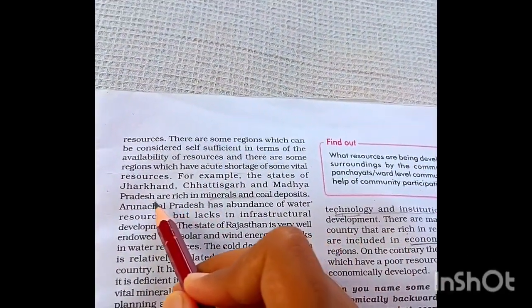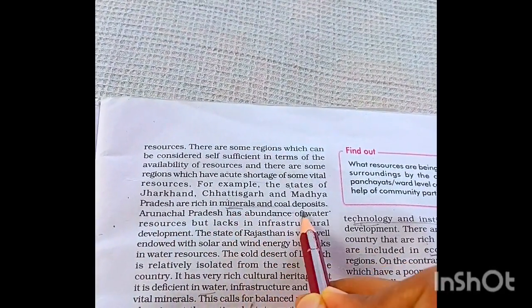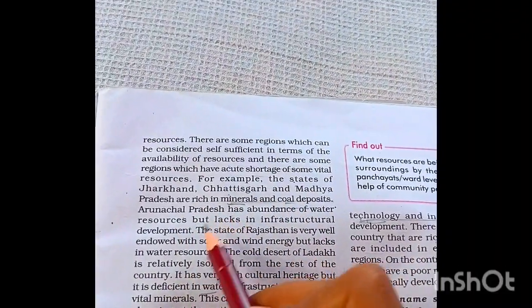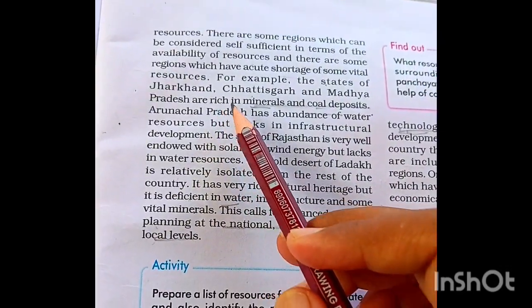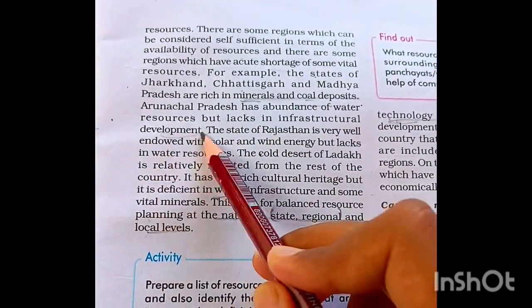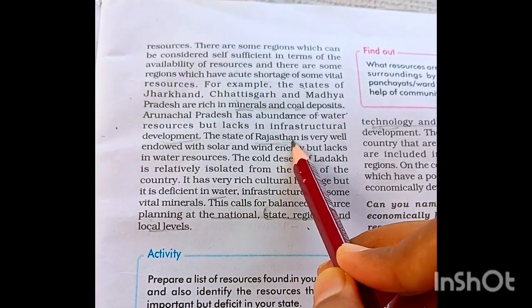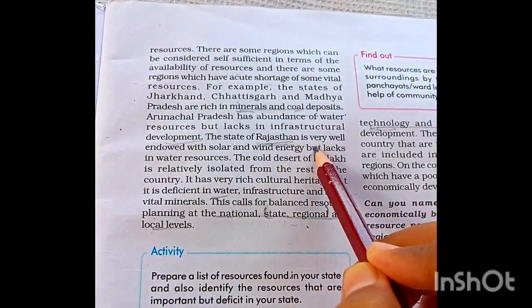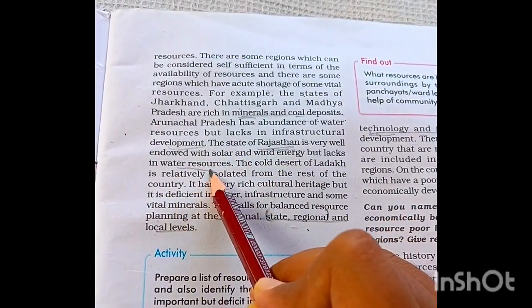For example, the states of Jharkhand, Chhattisgarh, and Madhya Pradesh are rich in minerals and coal deposits. Arunachal Pradesh has an abundance of water, but lacks infrastructure development. The state of Rajasthan, the hot place with the desert, is very well endowed with solar and wind energy but lacks water resources.